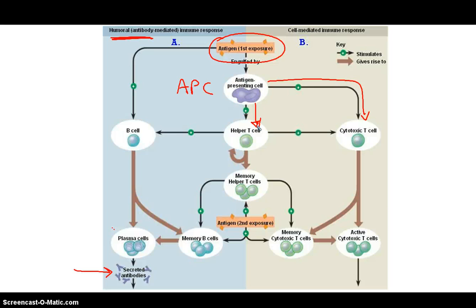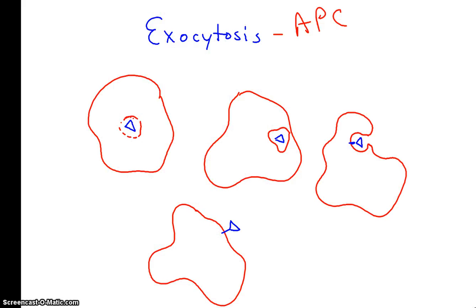So let's see what this really looks like. Here's a picture of exocytosis of an APC. Exo means to the outside. If we start in this diagram, here's a picture of a macrophage engulfing part of that protein. If we follow it over to the left, that little bubble, it eats it right up, pinches it off, and will digest it inside.